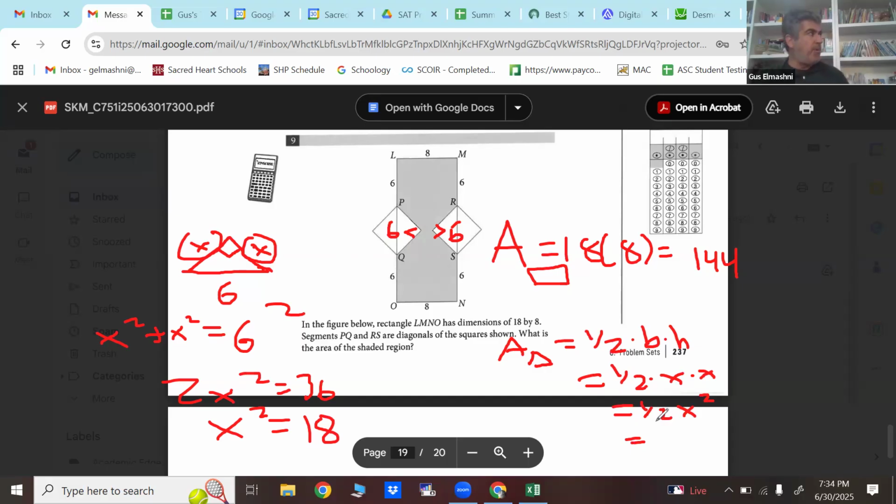So let me back up a little bit before I get too carried away. Again, I have a triangle, x and x, that's 6. A squared plus b squared equals c squared. That's 2x squared equals 36, x squared is 18. A triangle is 1/2 times base times height, so x squared is going to be 18. What's 1/2 of 18? 9. But how many triangles do you have? 2. What's 9 plus 9? 18. Back to 18 again.